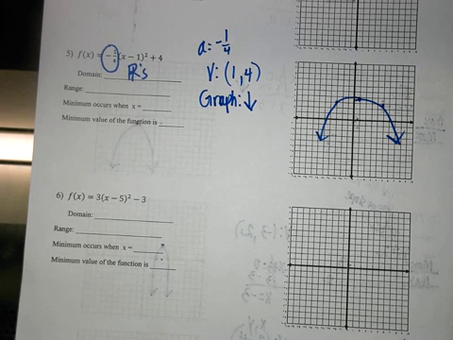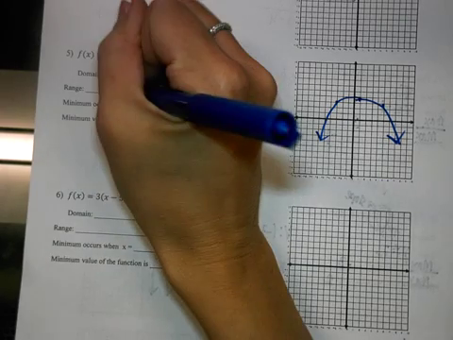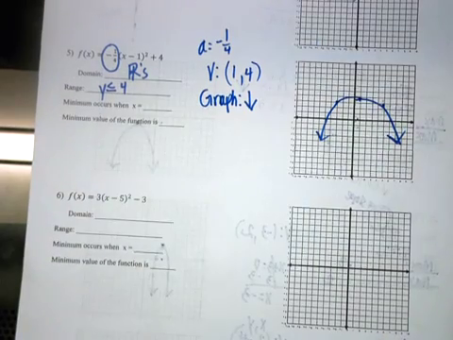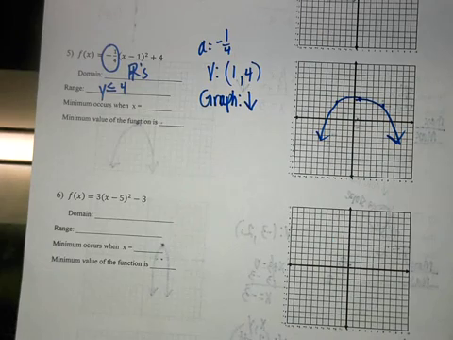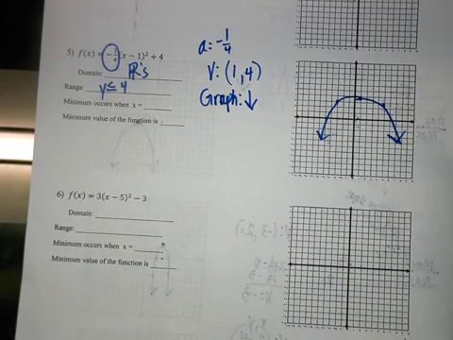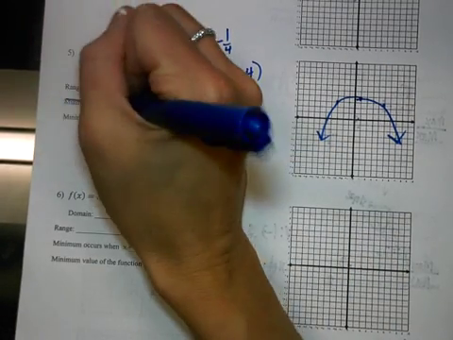Now, range. What is my range? Y is less than or equal to 4 is correct. Why is it less than or equal to? Very good, because the graph is going down. So all values are less than or equal to that point. Are there minimum values or maximum values? Maximum. So we want to change each of these to max.